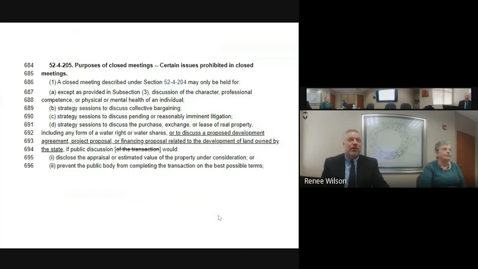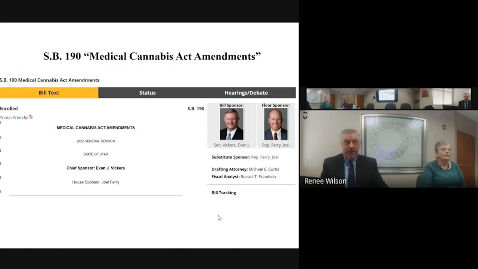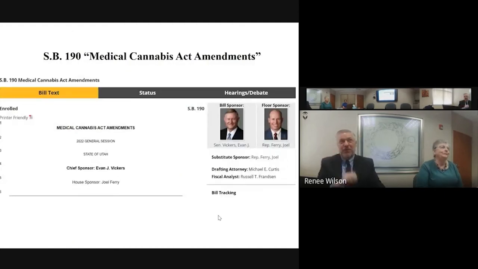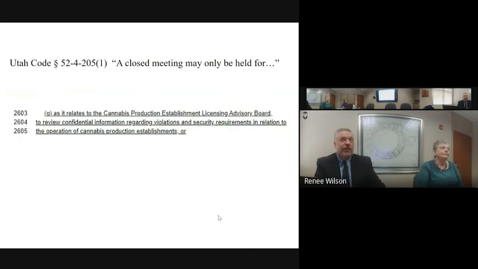Yep. We're going to change it in here to say that if you have to discuss proposed development agreement projects, proposal or finance proposal related to the development of land owned by the state, which guess what? That just happens to cover that entity. We are now going to allow that as a closed meeting. So we get an ever longer list of things. The list just keeps getting longer. It's very specific ones. Senate Bill 190, Medical Cannabis Act Amendments. Guess what? As it relates to that, you can have a closed meeting for it as well. So if you were part of any of these entities, congratulations, you can now close your meeting. Just look at the statutes and see what the changes are. Oh, that's something they've done.